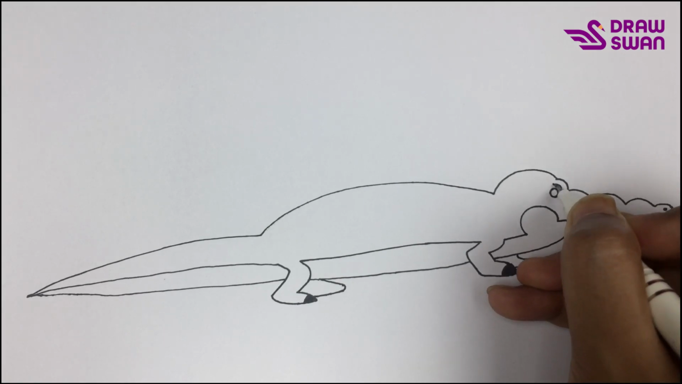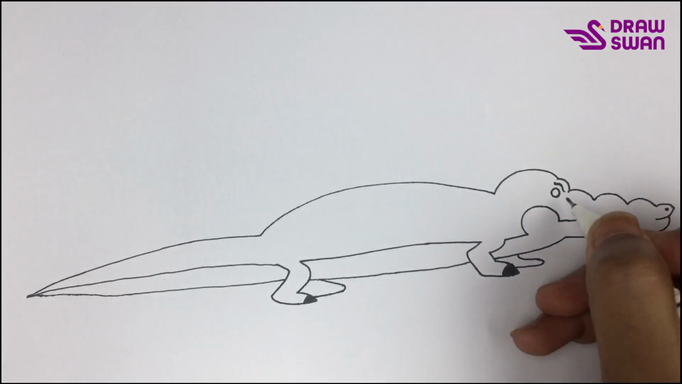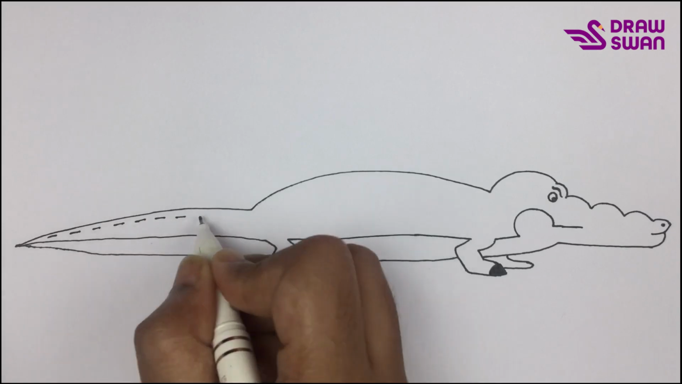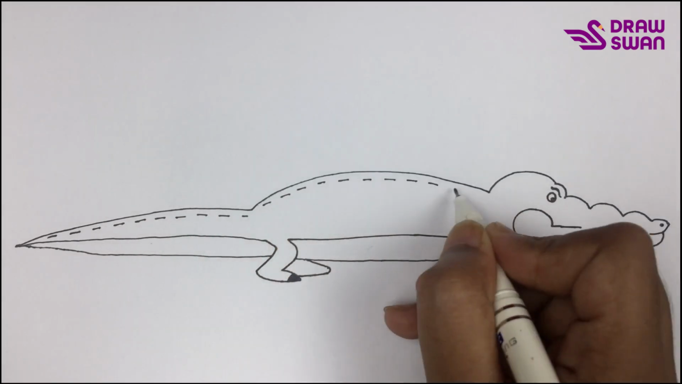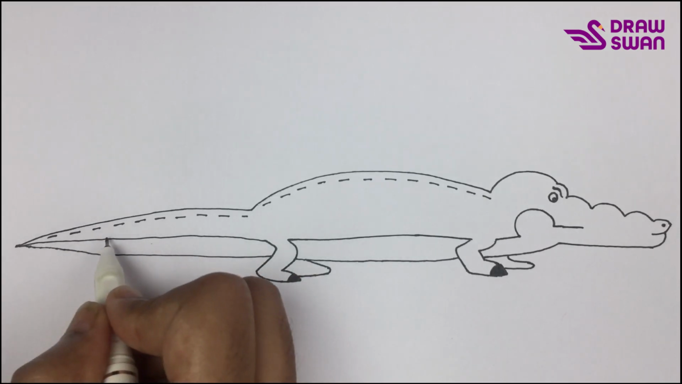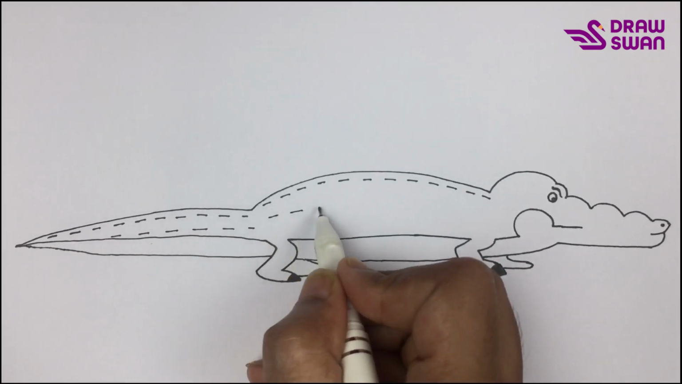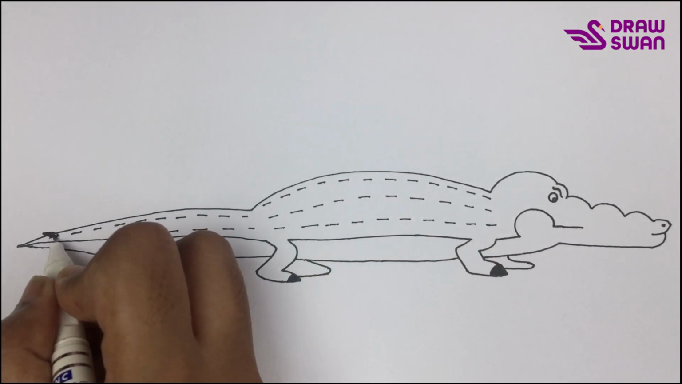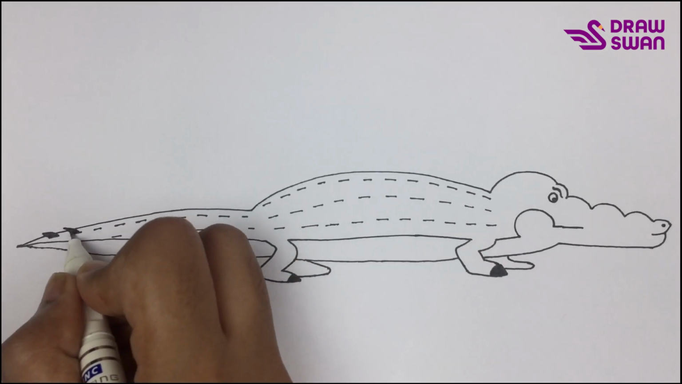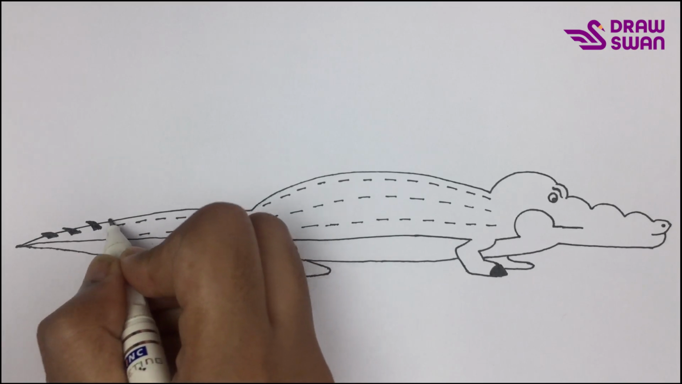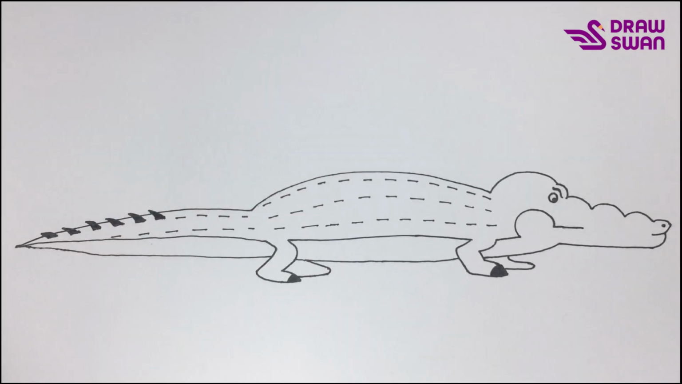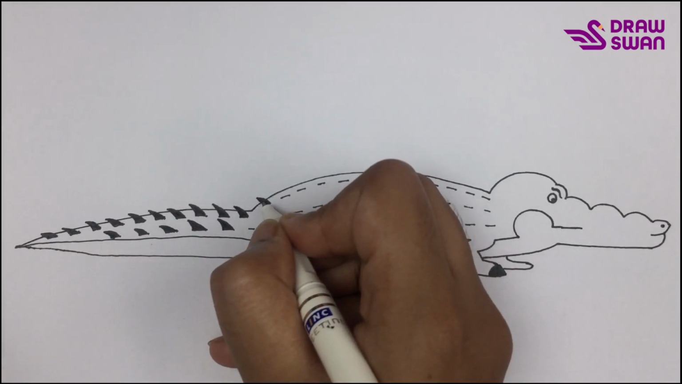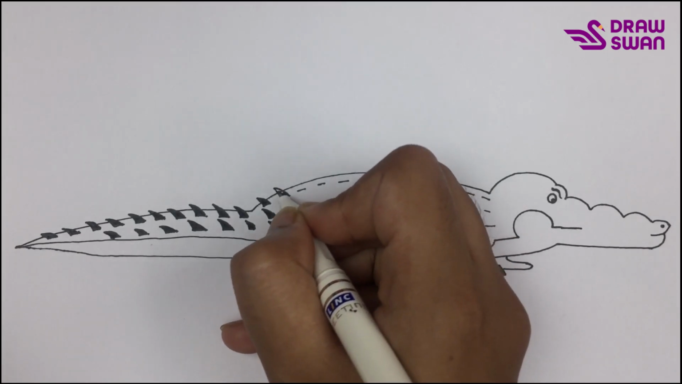The crocodile has angry eyes. This is the main attraction of the crocodile. Keep doing this.